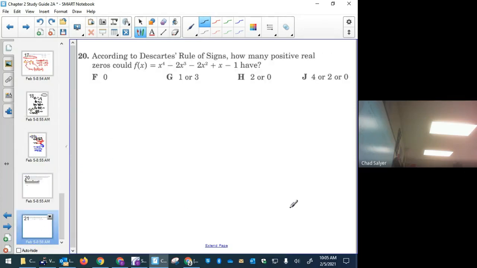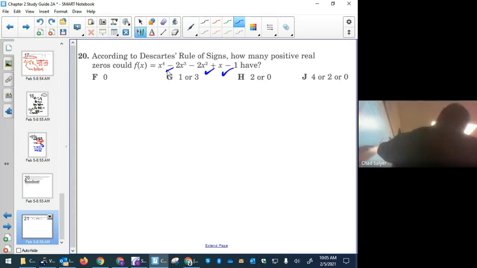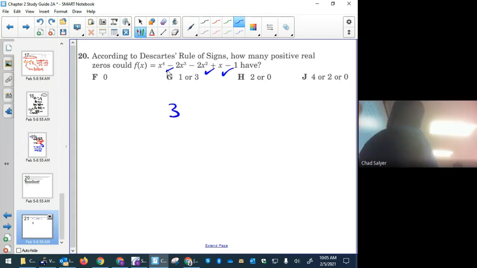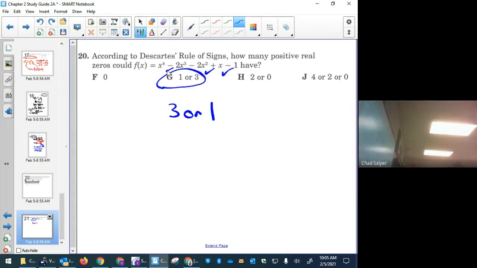All right, last one, 20. According to Descartes' rule of signs, how many positive real zeros could this bad boy have? Well, looking for the number of sign changes. Here's one, because it goes from positive to negative. Negative to negative, not a sign change. Negative to positive, yes. Positive to negative, yes. So it has 1, 2, 3 sign changes, meaning it could have 3 or less by an even number, 1. So the answer to that last one there is G as in golf.